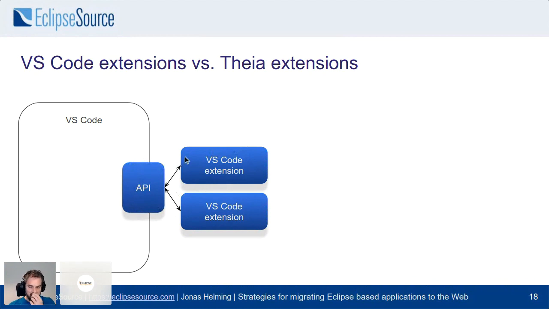Those VS Code extensions run in a dedicated process, so they are well isolated to not harm the stability of VS Code, and they are restricted to this specific API.